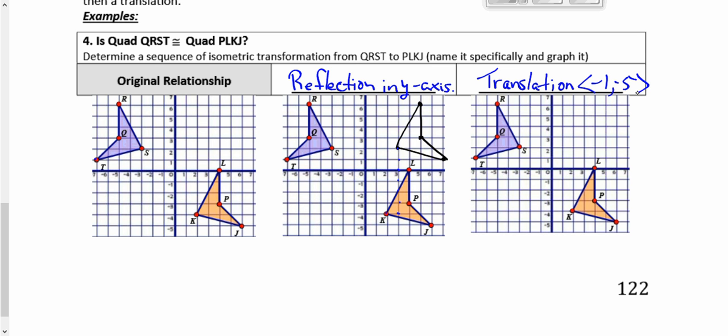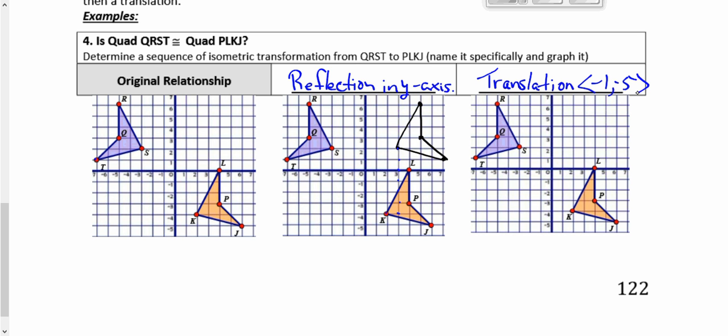So what can you say about the quadrilaterals when we get done? They're congruent. And what can you say about all their corresponding sides and angles? They are congruent. Are you the only one with vocal cords in here? Okay, it seems like it sometimes.